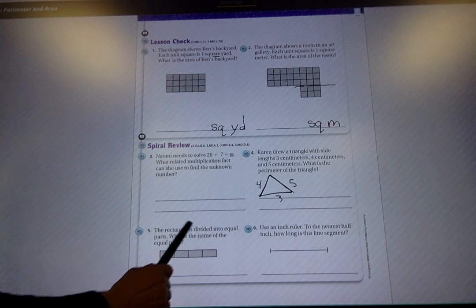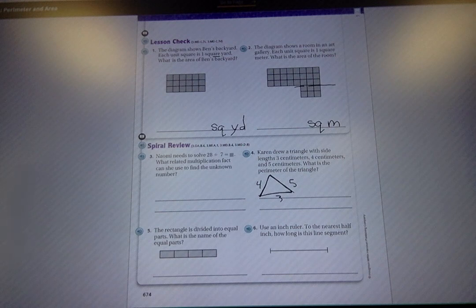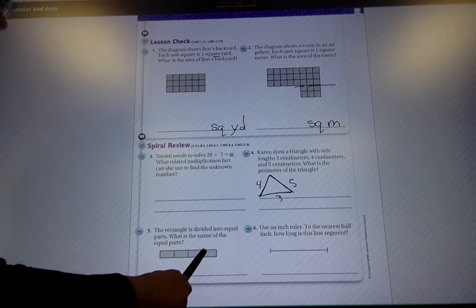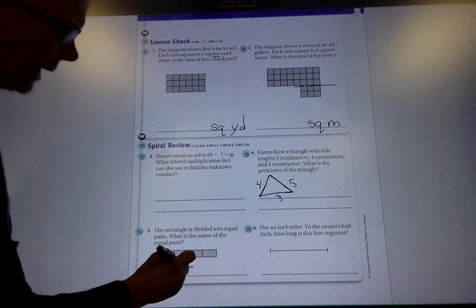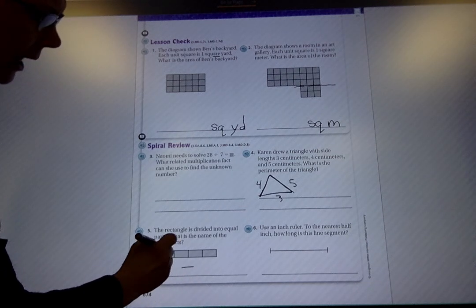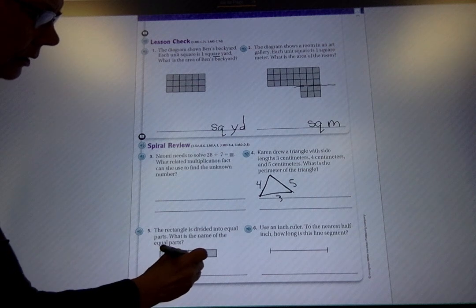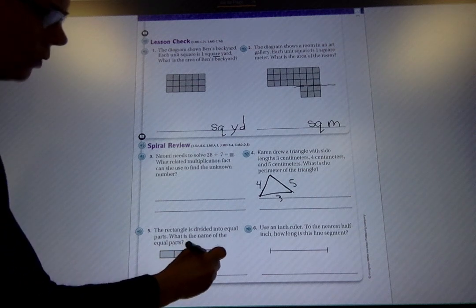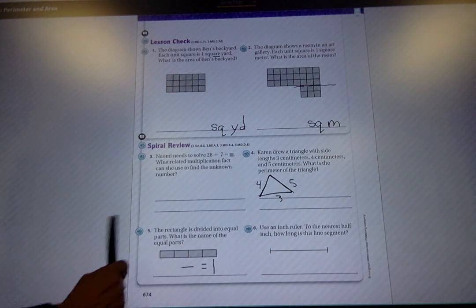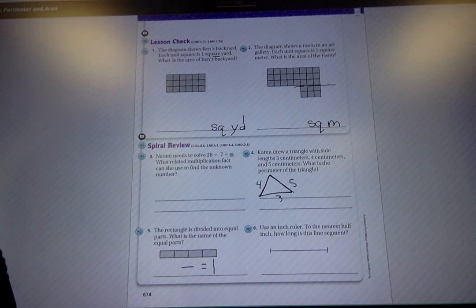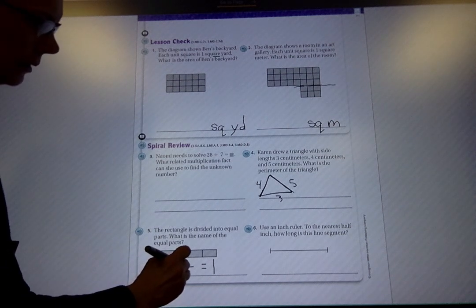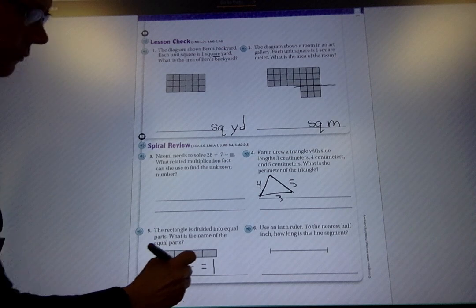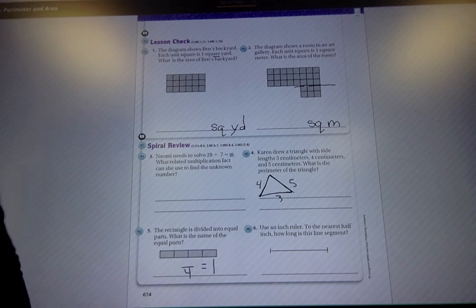Now we have a rectangle that has been divided into equal parts. What is the name of the equal parts? It's been divided into how many and how many are shaded. It's the same as 1, but how would we write this as a fraction? I'm going to give you a clue. They've broken it up into fourths. How many fourths are shaded?